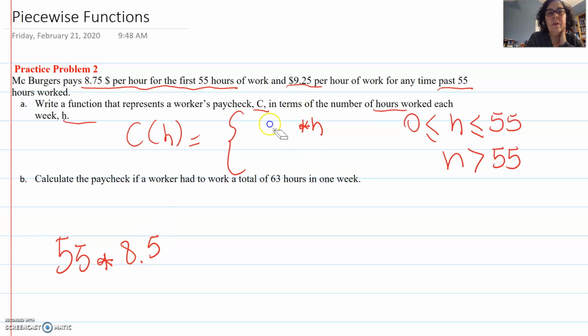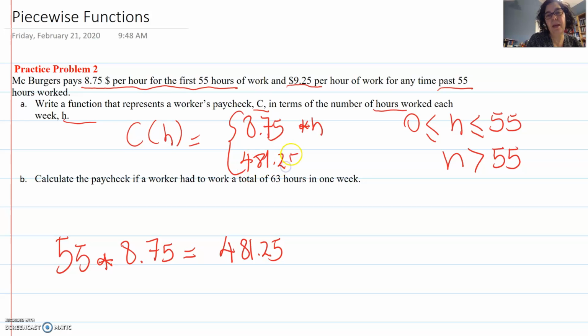Oh, this is wrong. It should be $8.75. Okay. So the first 55 hours is going to be worked. If the worker is passing that amount, definitely the worker will be paid this much first, right? And then over that means that H minus 55 will be paid as $9.25.